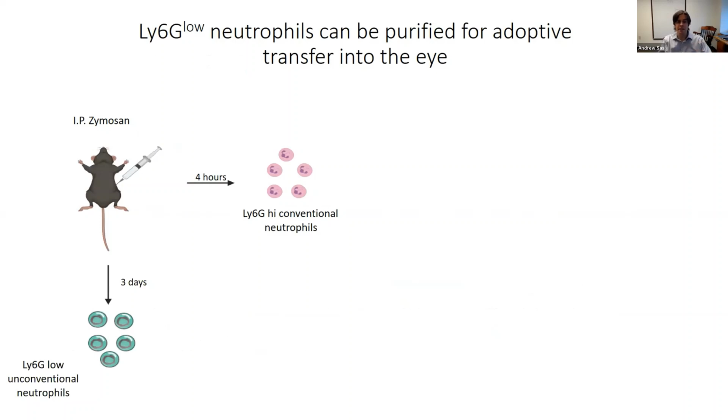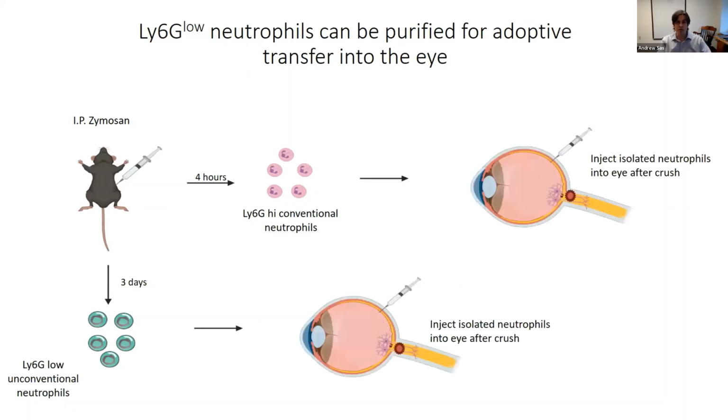However, if you let that Zymosan sit over a period of 2 to 3 days, an immature population of Ly6G low neutrophils will migrate into the eye or into the belly, and we can lavage those out. You can take these large numbers of neutrophils and pool them together and then use them to do things such as adoptive transfers or cell cultures and such. And that's what we did next.